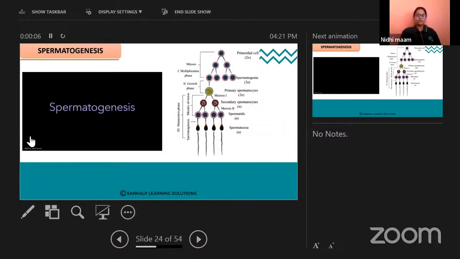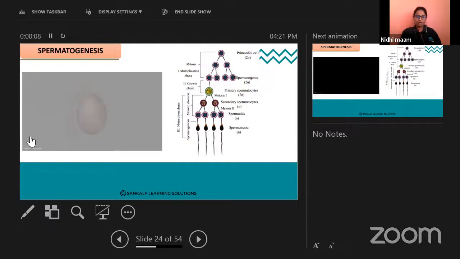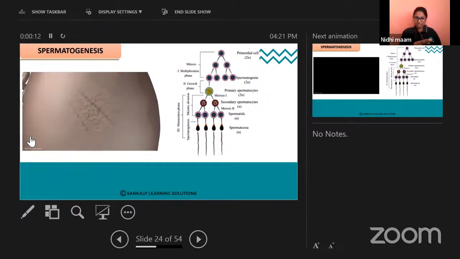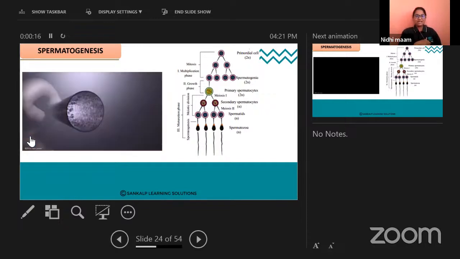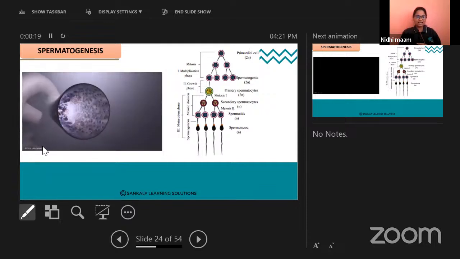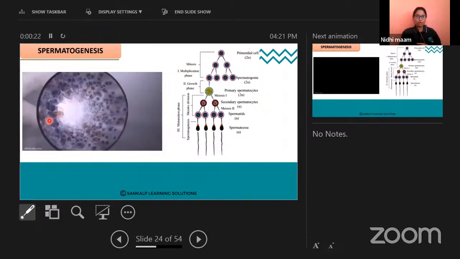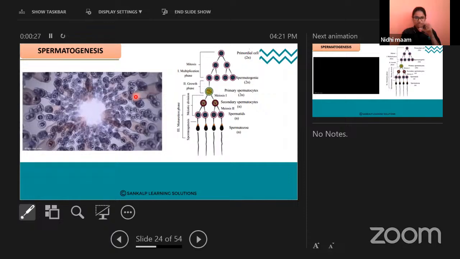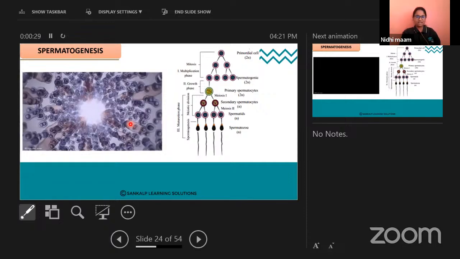So spermatogenesis, the formation of a sperm. Here you are seeing the testis and the seminiferous tubule, a coil-like structure. So what is there inside the seminiferous tubule? The purple colored cells that you see are spermatogonium cells, and the brown colored, slightly bigger cells are the Sertoli cells.